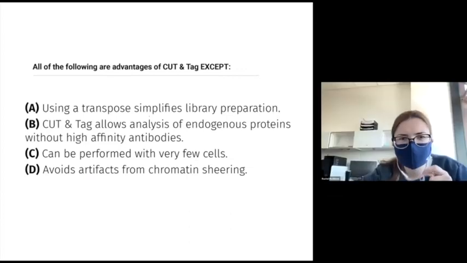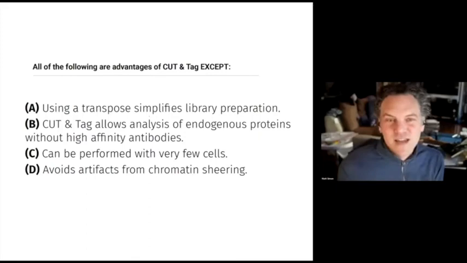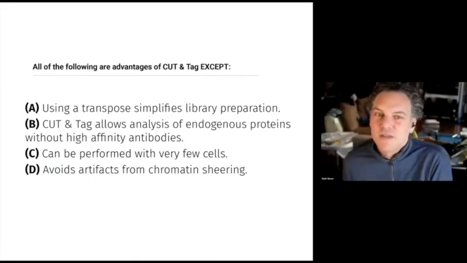You would still need high affinity antibodies in order to bind to the transposase. Yeah, right. So the transposase doesn't know where to go. You need an antibody to tell it where to go, right? And so you still need an antibody. And you'll notice that the wording here, I said endogenous proteins without high affinity antibodies.